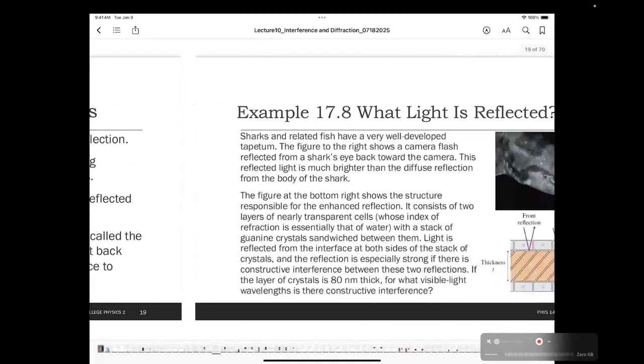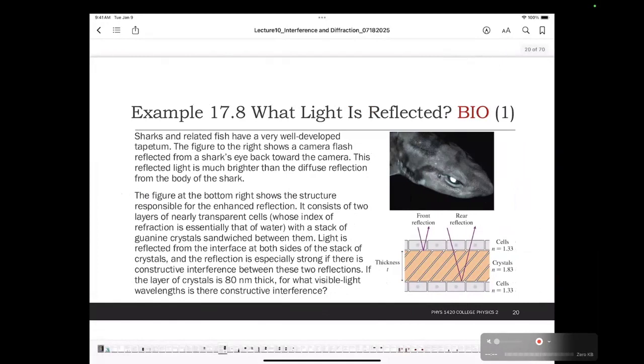This is the application. Okay, let's talk about the other example, 17.8. What light is reflected? This is a biology example. We know that sharks and related fish have a very well developed tapetum. The figure to the right shows a camera flash reflected from a shark's eye back towards the camera. This reflected light is much brighter than the diffuse reflection from the body of the shark. You can see this one is very bright, but here there is some reflection, but not that strong.